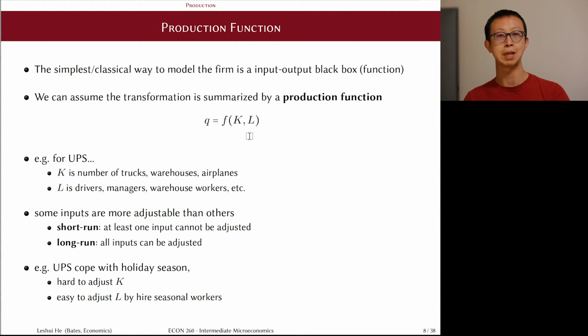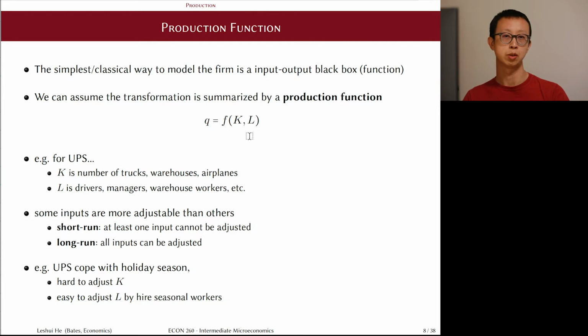If UPS expected the development of e-commerce and online shopping, then they can certainly ramp up their capital by purchasing more trucks, building more warehouses, renting more airplanes to fly more routes, etc., etc. But all these adjustments take time. For short-term changes, such as the surge in business during holiday seasons, or for unexpected lockdown stay-home orders, the degree to which the UPS can adjust their capital level is very limited.